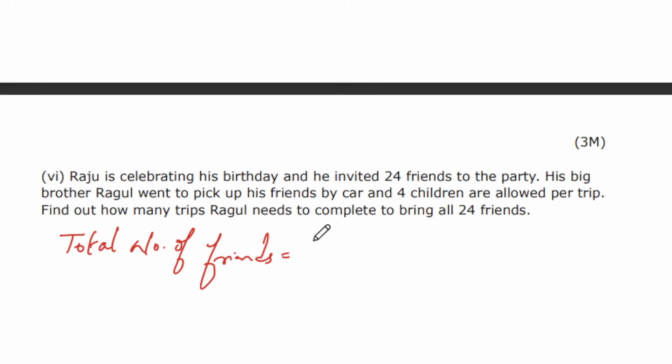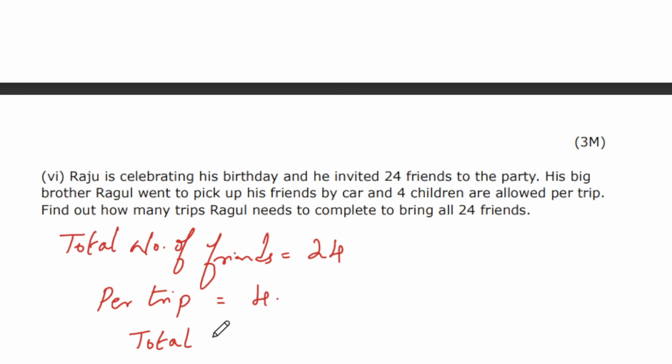Total number of friends is 24. And Rahul went to pick up his friend by car. And 4 children are allowed per trip. So, per trip, we have 4 children. So, total number of trips, you have to divide 24 by 4.